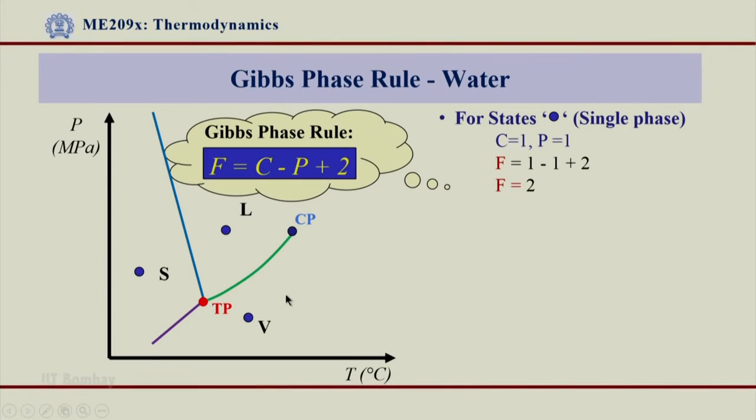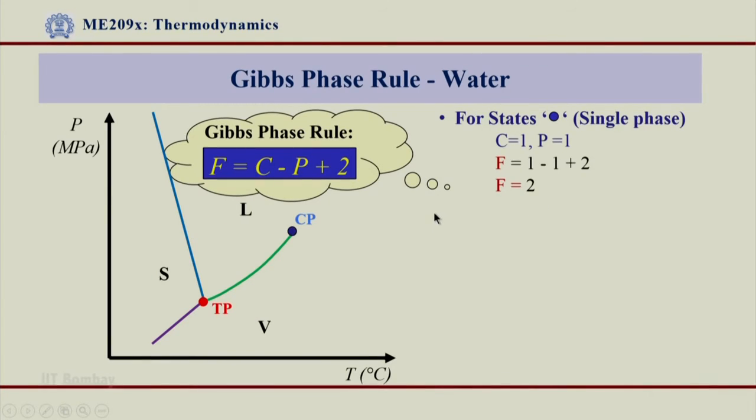Also I can say that in order to define any position, any thermodynamic state in this thermodynamic state space, I need to define two properties, minimum two properties, pressure and temperature, and that is why I say the degrees of freedom in this case are 2 for this particular single phase region. This is true for L region, this is also true for S region. So we say that for single phase region the degrees of freedom is equal to 2.